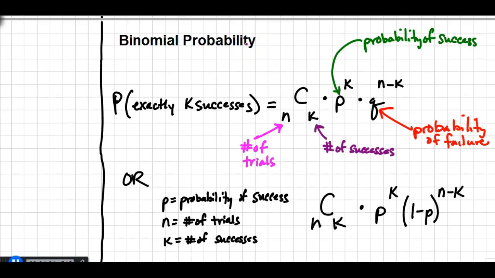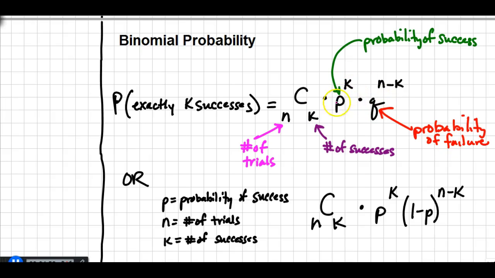Binomial probability is calculated with 3 pieces of information. You're going to do a combination of the number of trials and the number of successes. Normally when we do a combination, we do N choose R. We're switching the R to a different letter now because that letter is going to stand for the number of successes, so we give it a different letter name. Then you're going to multiply that combination by the probability of success. That gets raised to whatever the number of successes are, so these 2 have to be the same number. And then the complement to that is going to be the probability of failure.